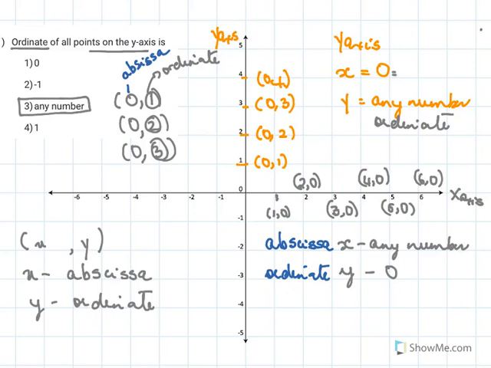Here let me do the corrections of the spelling of abscissa. It is A-B-S-C-I-S-S-A. Here too I have spelled it wrongly, and it is A-B-S-C-I-S-S-A, abscissa.